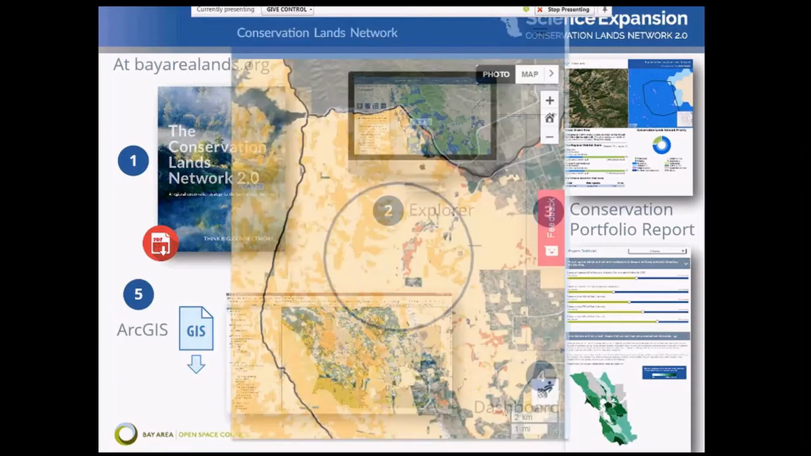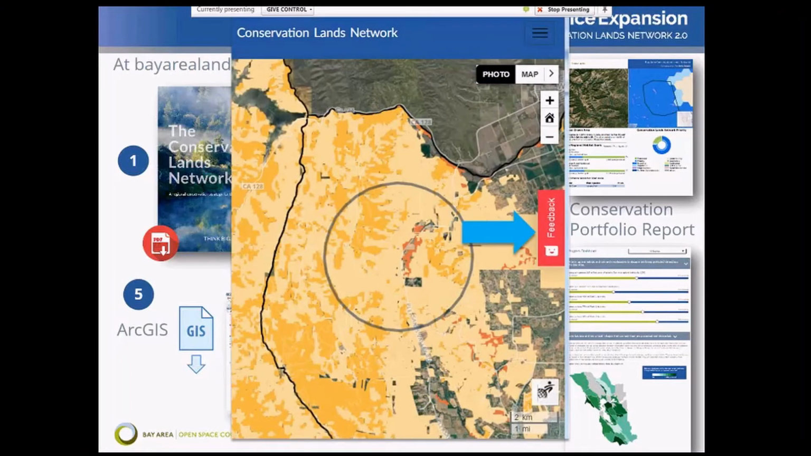And as you use the Conservation Lands Network, I just want to highlight that we have a feedback button on the Explorer, and so as you're tooling around with it, please give us your feedback. We'd love to hear how it is helping you or something that you would like to see improved.